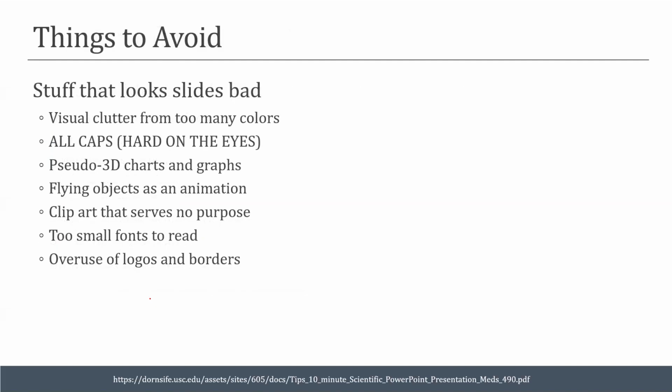So here are several things to avoid, because these things make your slides look bad, okay? Visual clutter from too many colors. If you use too many colors, it's kind of hard to recognize what are important things and what are not important. And you should avoid capital letters. It's kind of hard to recognize and read the text with the eyes, right?